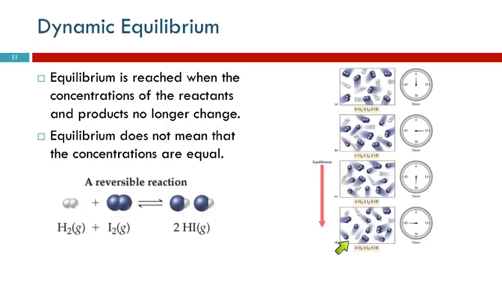At 45 seconds, we see that the numbers of molecules haven't changed. We have reached equilibrium. You could wait all day long, and the concentrations are going to stay the same. That does not mean that you have an equal amount of reactants and products. Notice that we have twice as many hydrogen iodide molecules as we do of our starting molecules. It's just that the forward and reverse reactions are occurring at the same rate.